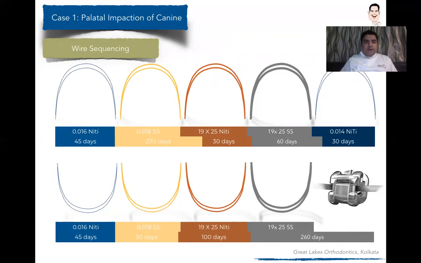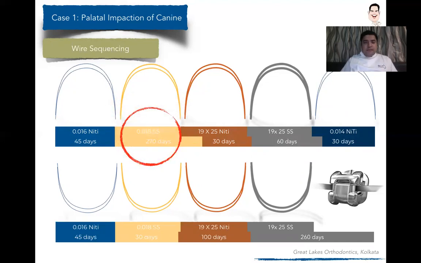The arch wire sequencing that we need to know is, basically, we start off in the upper arch with the 014 NiTi for 45 days, and then we plan a significant amount of stainless steel wires because we need a rigid arch wire to bring the canine down into place. That took quite a lot of time in the upper arch. Then we go ahead with a 1925 NiTi, which lasts about 30 days. Then we go to 1925 stainless steel and 014 NiTi to just settle the occlusion.